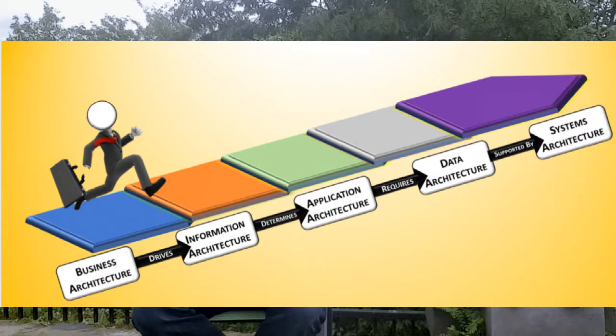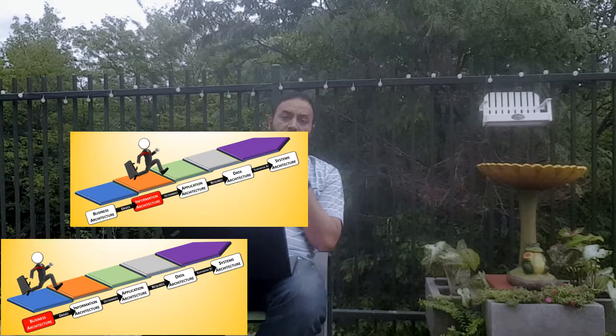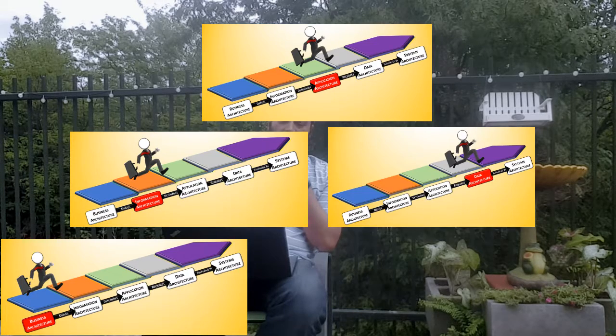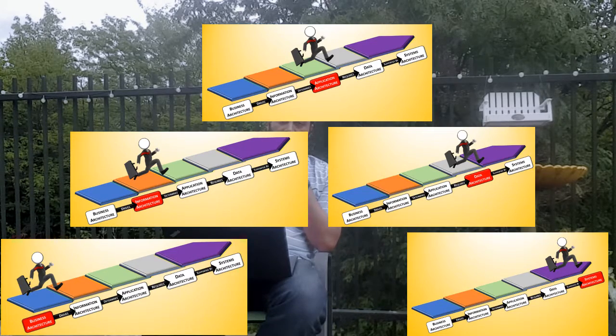Today I'm going to talk about the 5 types of enterprise architecture. That includes your business architecture, information architecture, application architecture, data architecture, and your systems architecture.